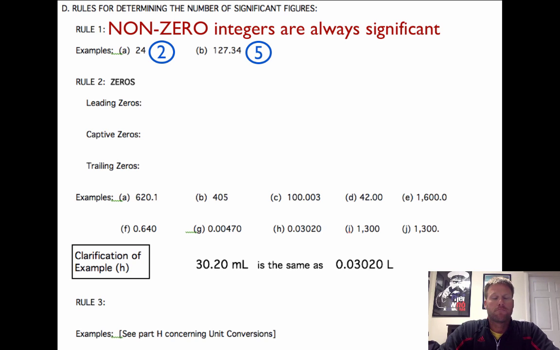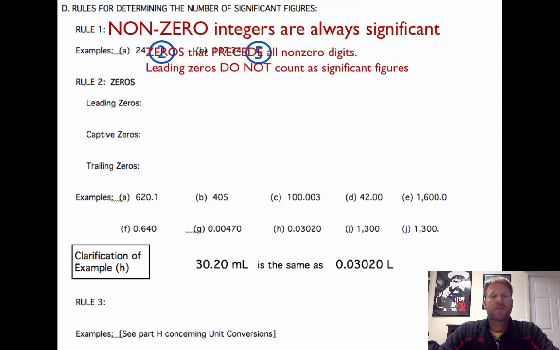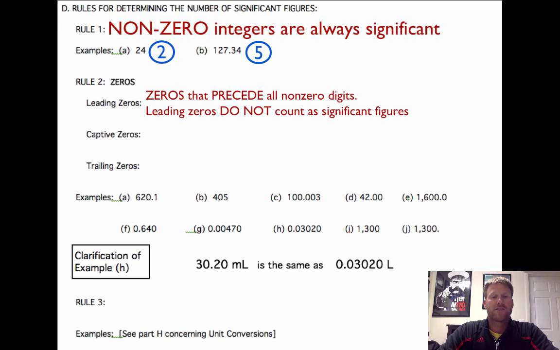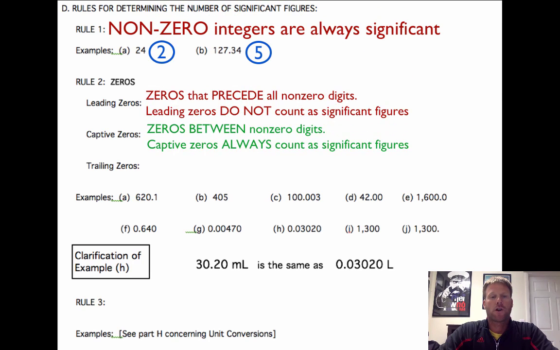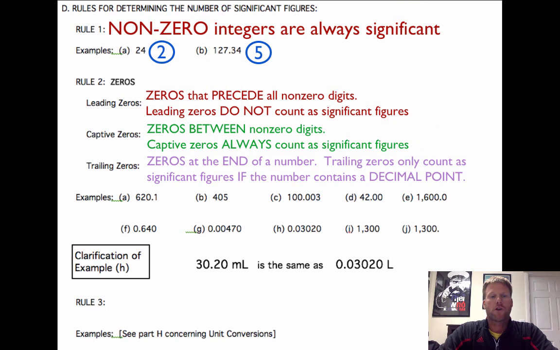Sometimes zeros count, sometimes they don't. When considering sig figs, there are 3 types of zeros. Let's explain these types and then look at some examples. Leading zeros are zeros in front of non-zero digits. Leading zeros never count as significant figures. Captive zeros are found between non-zero digits, and they always count as sig figs. Trailing zeros are zeros at the end of a number. Trailing zeros are only significant if the value contains a decimal point.